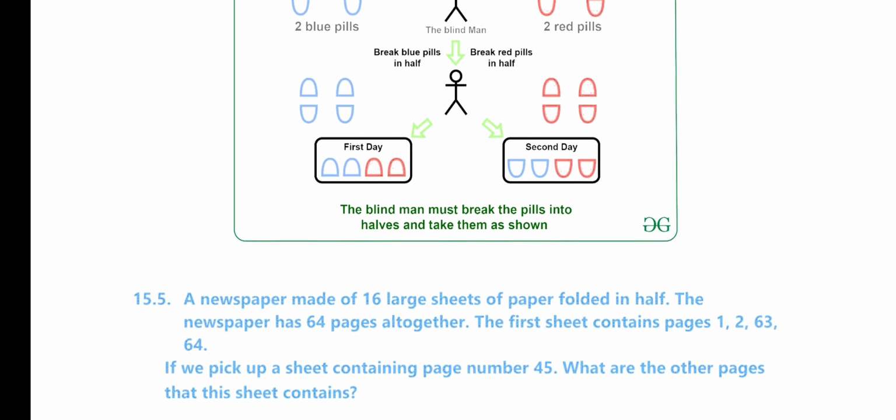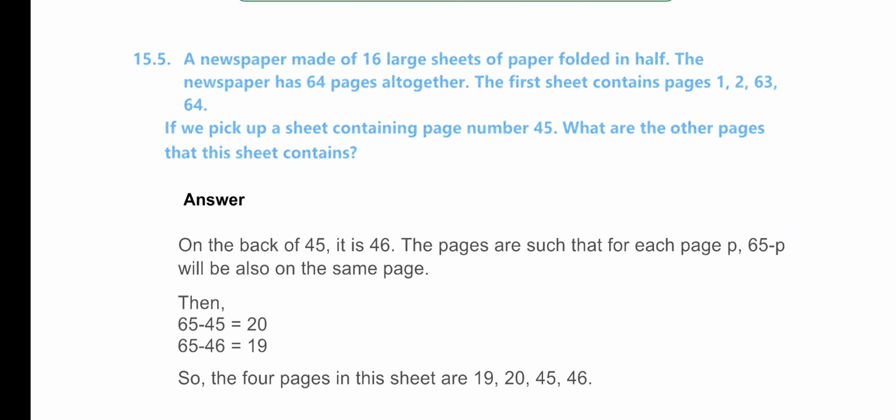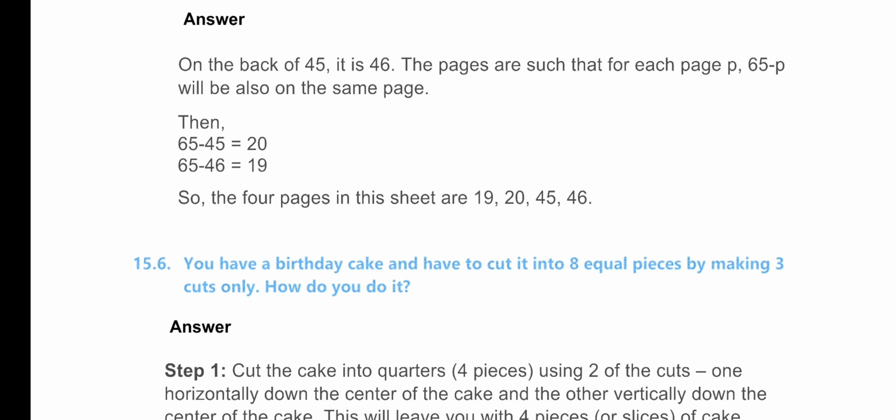Okay, a newspaper made of 16 large sheets of paper folded in half. The newspaper has 64 pages altogether, and the first sheet contains pages 1, 2, 63, 64. If we pick up a sheet containing page number 45, what are the other pages that this sheet contains?